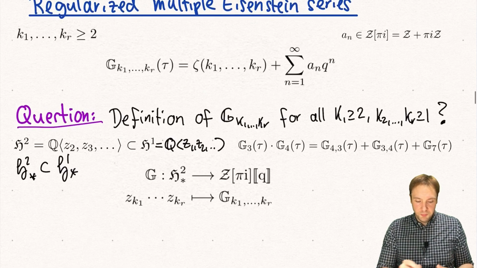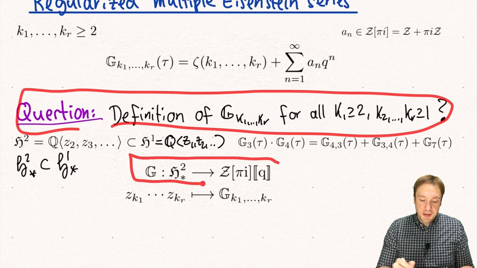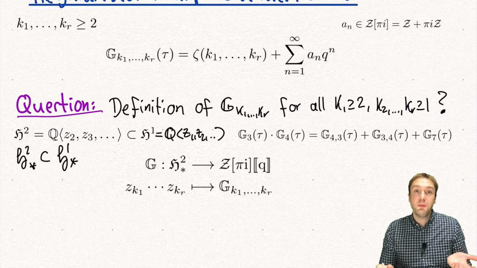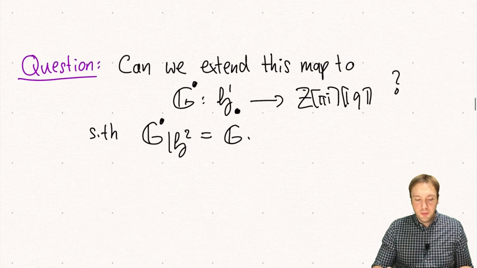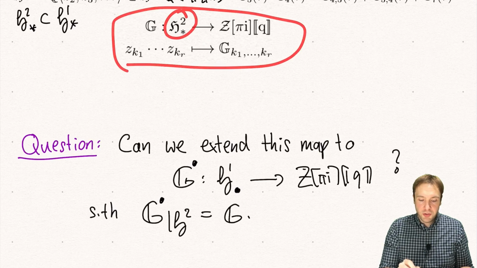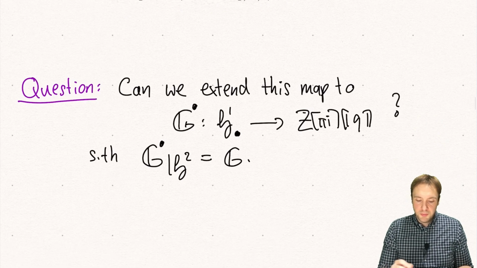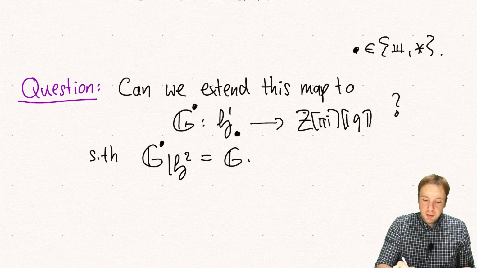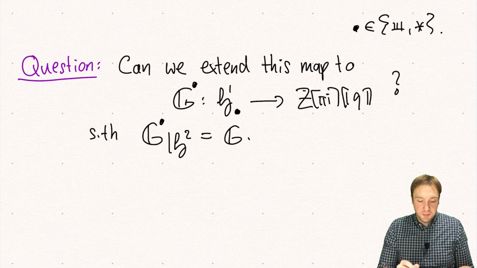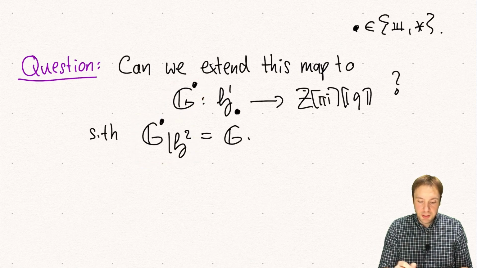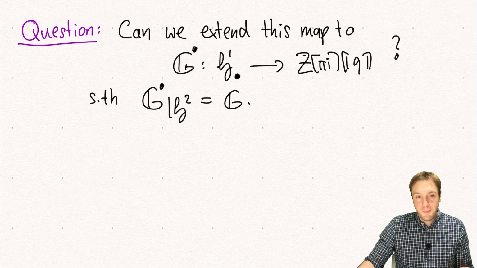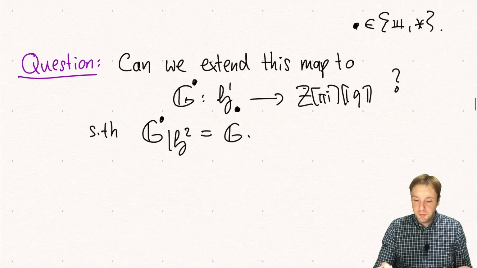And then we can rephrase this question: can we extend this map to the space H1? But on H1, we didn't just have the stuffle product, we also had the shuffle product. So we might ask the following: can we extend this map from H2 to the space of q-series in such a way that we get an algebra homomorphism from H1 with a bullet, where the bullet is now either stuffle or shuffle, such that they generalize these classical Eisenstein series, meaning that if we restrict this new map to the subspace H2, we get these classical Eisenstein series. And the answer to this question, in both cases, for both bullets, is yes.